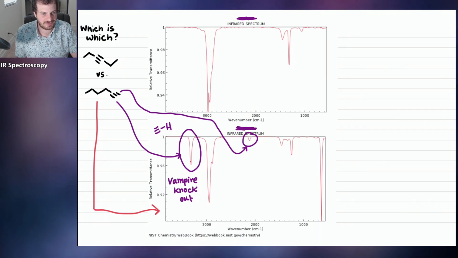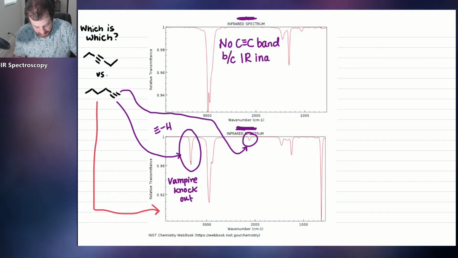IR inactive. So this molecule, this top molecule here, is symmetric. So there's no polar bond. So that's why that bond is invisible by IR. So no C triple bond C band because IR inactive due to symmetry.